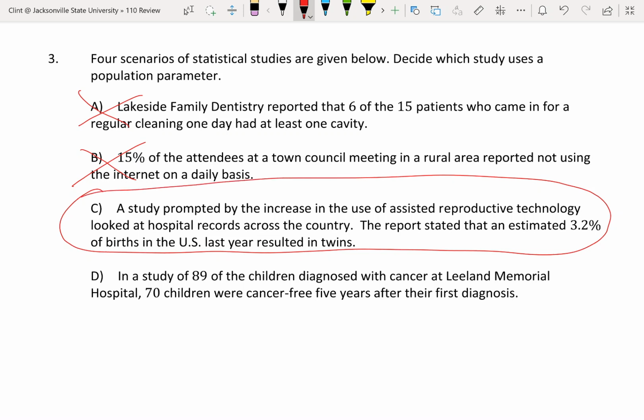And let's look at why it's not D. D says in a study of 89 of the children diagnosed with cancer at Leland Memorial Hospital, 70 children were cancer-free 5 years after their first diagnosis. That's only telling us about 89 of the children that were diagnosed with cancer, not all of them. And so that would be a sample statistic. So I'll try to make it as clear as possible. If the number's telling you about a sample or if it's telling you about the whole population. So for sure, I would reword option B because that one to me is a little extra confusing. The other two, it's a little more clear that you're dealing with a sample. Questions on that one?